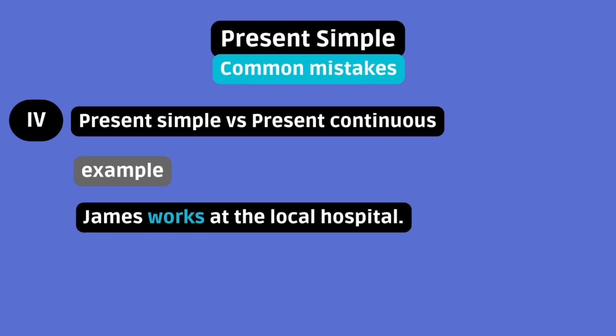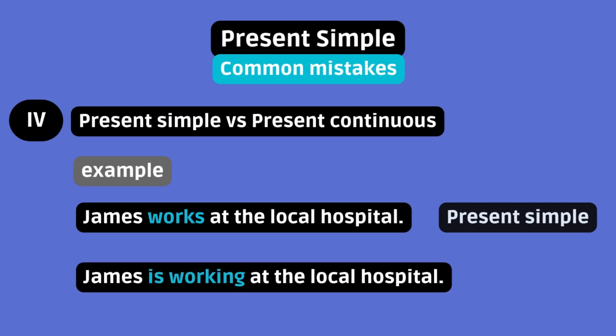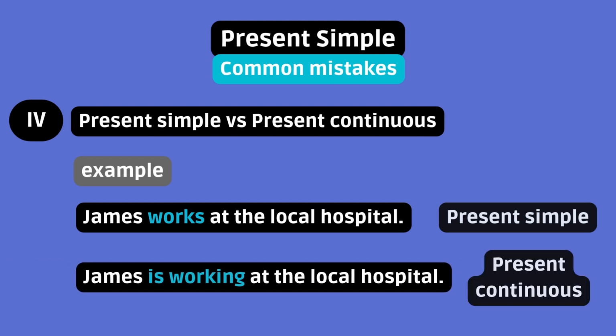James works at the local hospital. Present simple to express a permanent situation. James has worked at the local hospital for a long time. James is working at the local hospital. Present continuous to express a temporary situation. James has just started a new gig at the local hospital, or perhaps he's covering for a colleague at that hospital for a short period of time. He might be working right now as well. That would be an ongoing action.